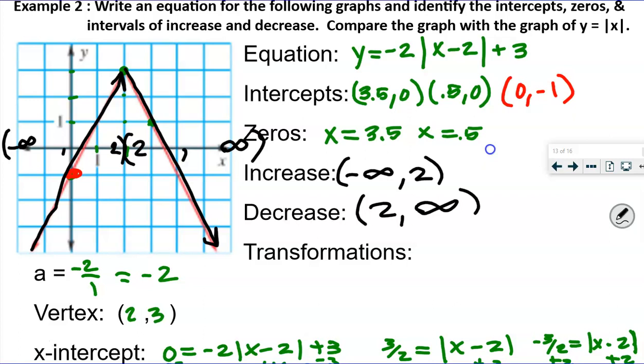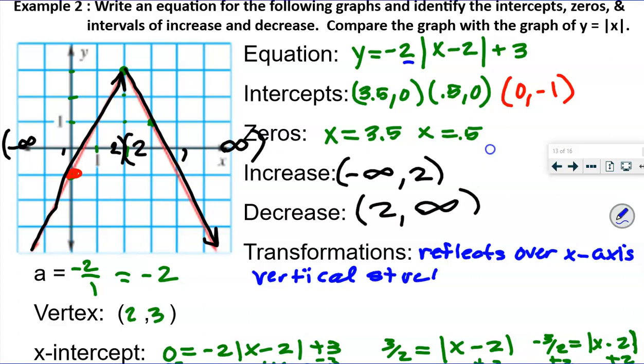So now let's talk about our transformations. So first of all, is this graph opening up or down? Yes, it's opening down. So we're going to say it reflects over the x-axis. We're always going to say that if the graph opens down, which is when A is negative, okay? And then this 2 right here tells us it's a vertical stretch by a factor of what? By 2, right? And then this 2 tells us that it's going right 2, and this 3 tells us it's going up 3.